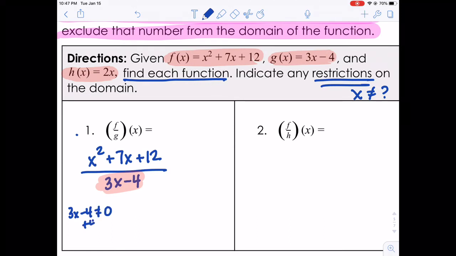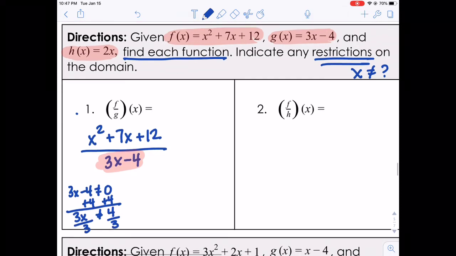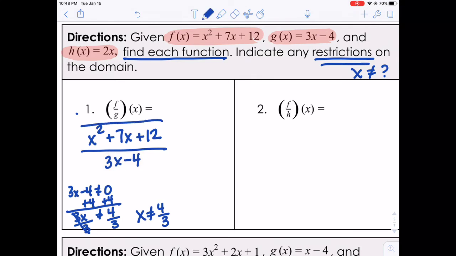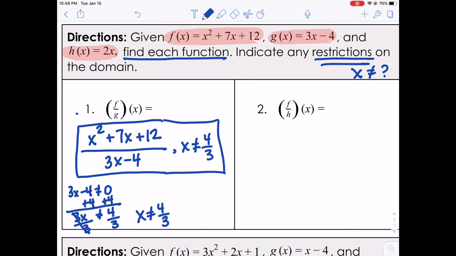I'm going to add 4 on both sides. 3x is not allowed to be 4, so divide by 3. That means that I can see that x is not allowed to be 4 over 3. So for this problem, I know that this is my answer, but there's only one number that it's not allowed to be. X is not allowed to be 4 over 3. So that is also part of my answer there.